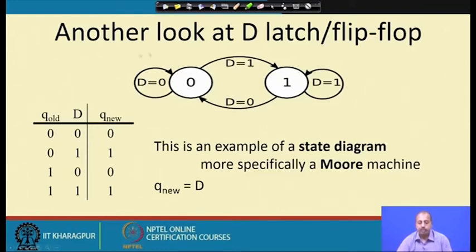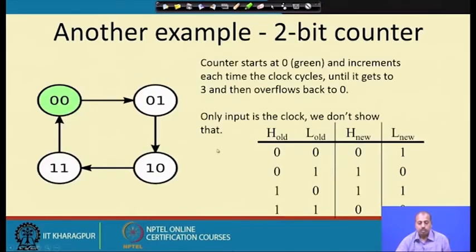So, this is the finite state machine that represents the behavior of D latch or D flip flop, and this is a Moore machine because output is determined by the state. In state 0 output is 0 and in state 1 output is 1, and if you do a minimization you find that Q new equals D.